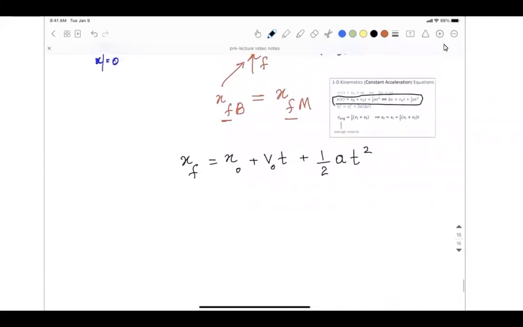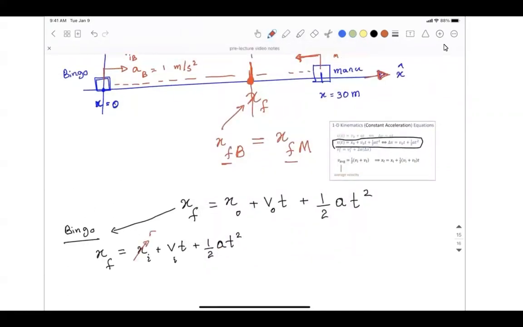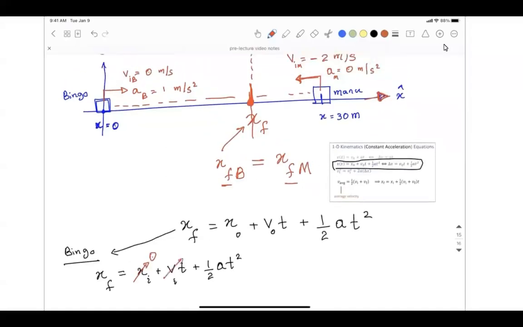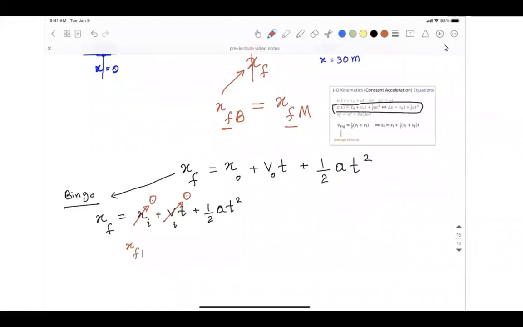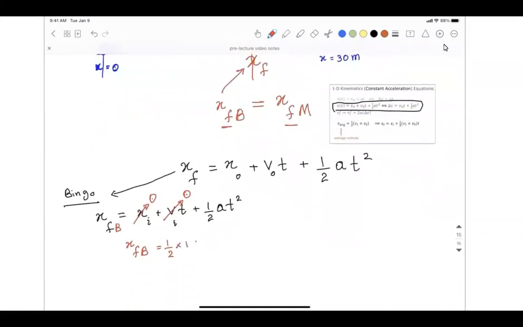I'm going to go ahead with the bingo, the dog. I'm applying this formula for the bingo. X final, that's what I'm looking for, equals x initial plus v initial time plus 1/2 acceleration time squared. Initial position 0. Starting from rest, initial velocity 0. 0 multiplied by time doesn't matter for us. Right here we get x final for the bingo equals 1/2, the acceleration was 1, times time squared. Let's do the same. We are trying this formula for the Manu.